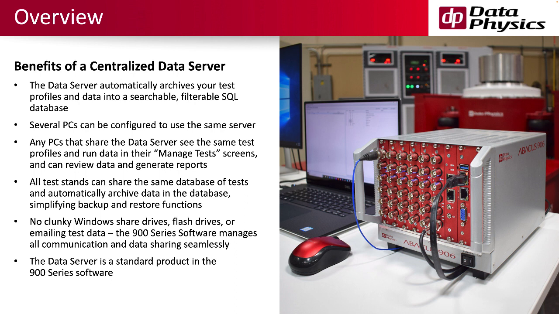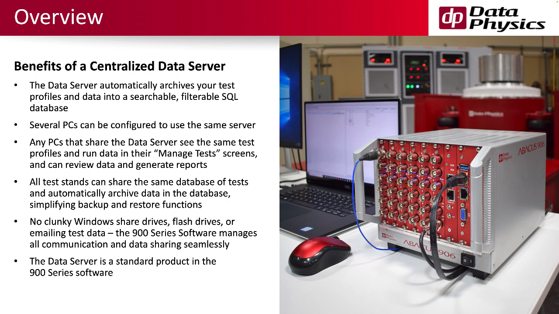Any PC that is configured to share the same data server will see the exact same list of tests. They'll have the exact same search and filtering functionality on the test data that's on the server, and they can review and generate reports from any of the test data that's on the data server. So all test stands, all of your shaker tables, all of your PCs driving 900 series hardware can share the same database of tests, and they automatically aggregate all the data onto the centralized data server.